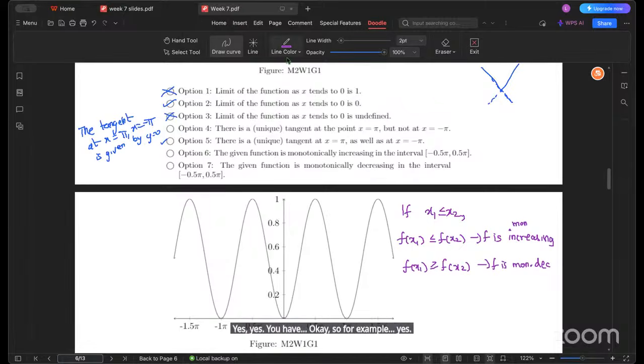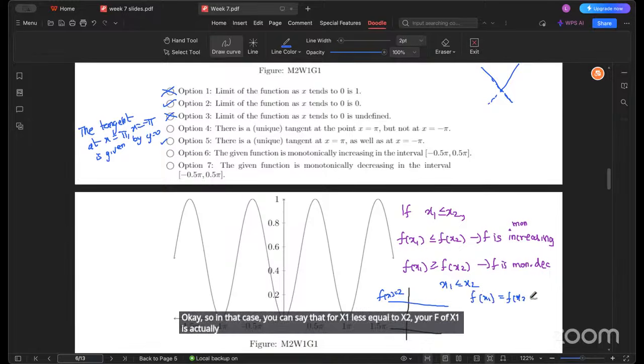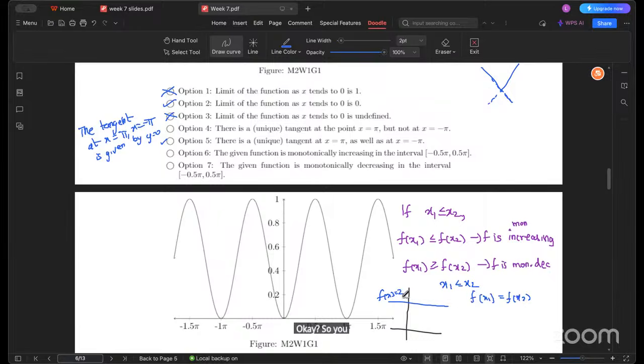Yes. So suppose you have this function, let us say f of x is equal to some constant value. So let's say f of x is equal to 2. In that case, you can say that for x1 less than or equal to x2, your f of x1 is actually equal to f of x2. So you have a function like this.